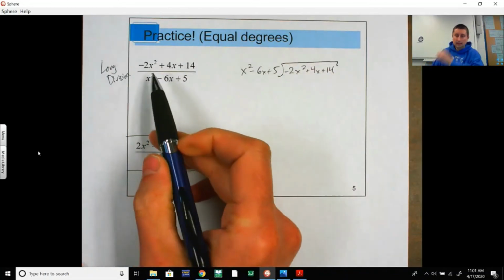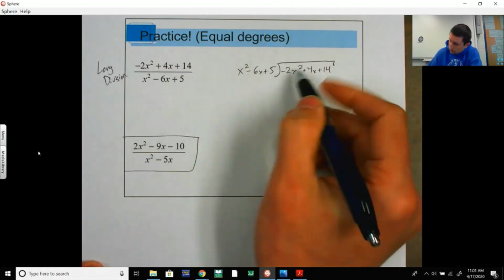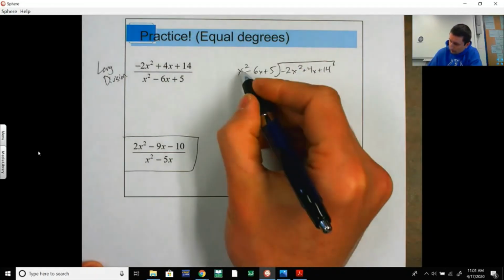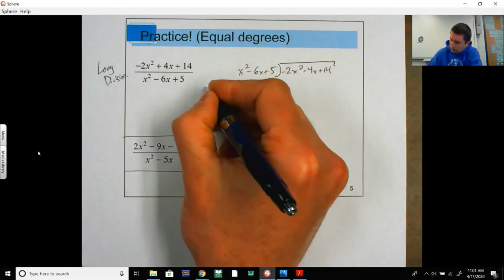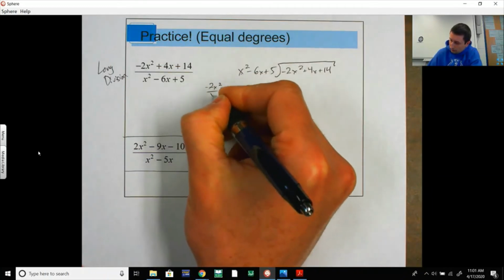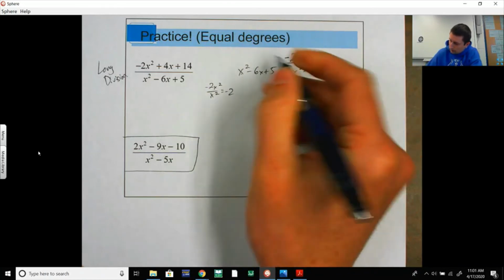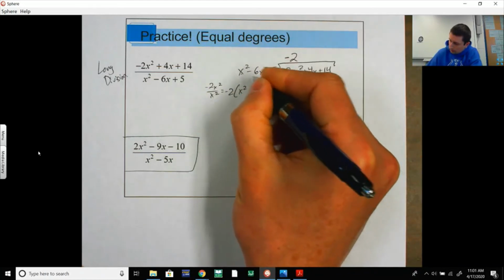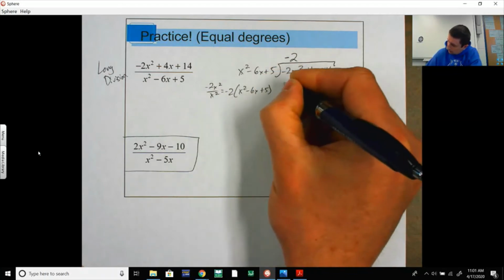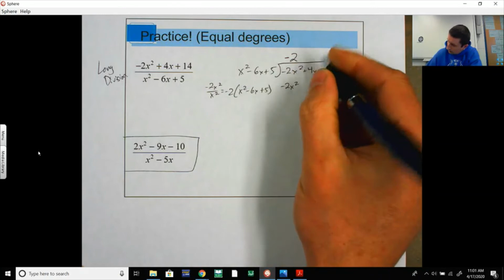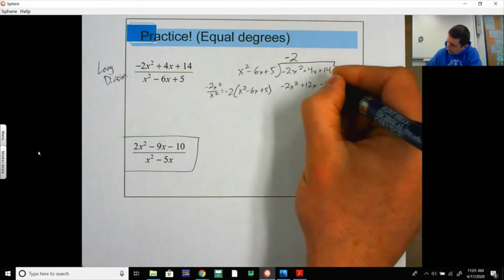Since there is an equal degree up here, that means there's a whole number that goes into that. So what you do is you take this part divided by this part. So the inside divided by the outside. So if I take negative 2x squared divided by x squared, I get negative 2. That's what goes up here, negative 2. I'm going to take that times my divisor, x squared minus 6x plus 5. We've done this before. So negative 2x squared plus 12x minus 10.